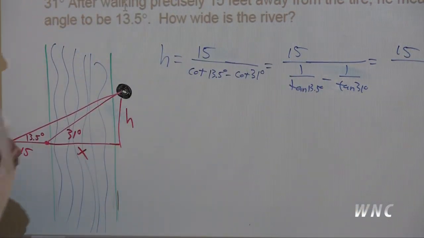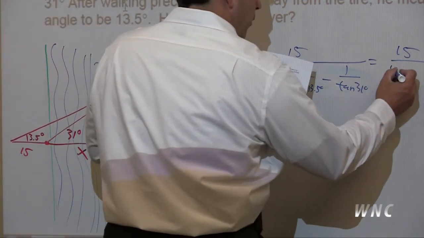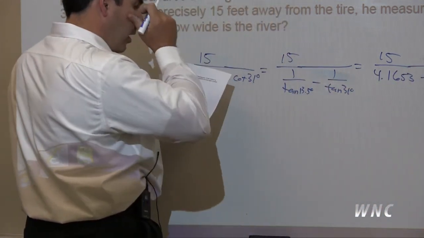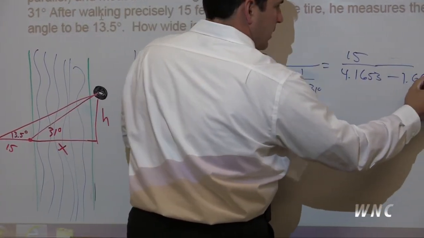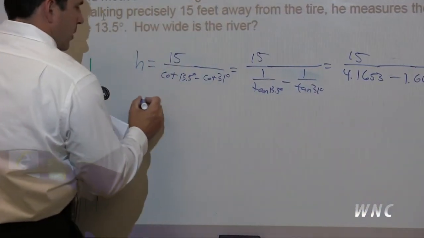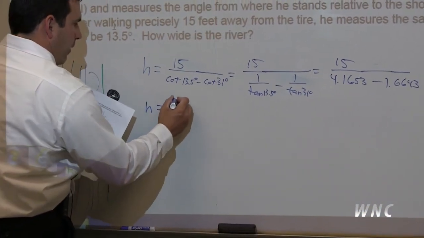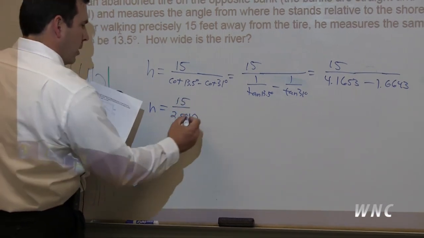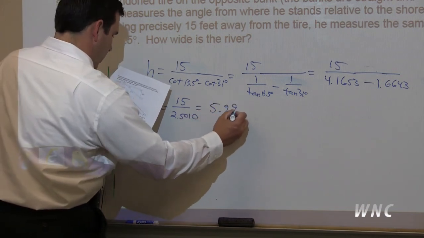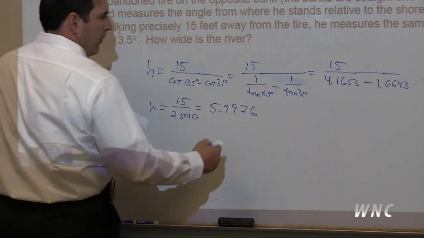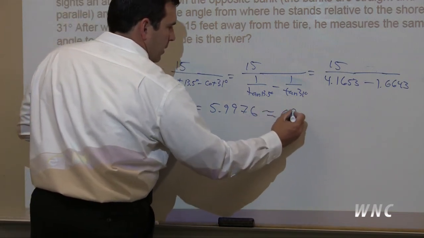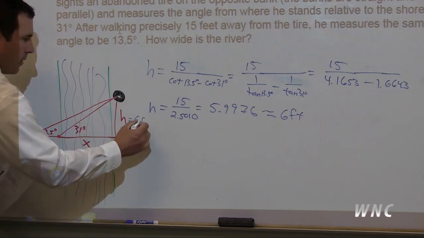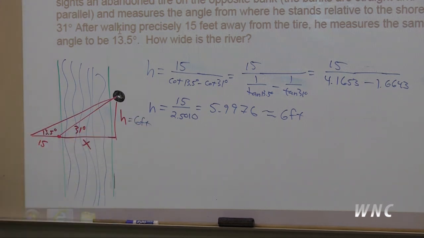So 1 over tangent 13.5 works out to be 4.1653. 1 over tangent 31 is 1.6643. So our h is going to be 15 over 2.5010, which is 5.9976. If you round it off, you're going to be at 6 feet. So all that tells us is h is 6 feet. H is 6. We still need to find x down here.